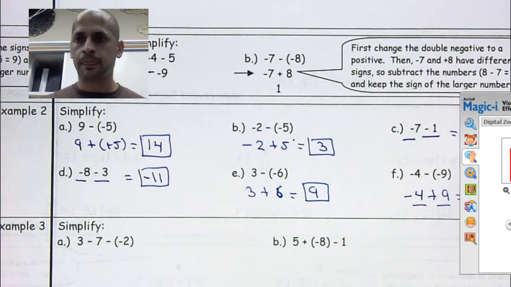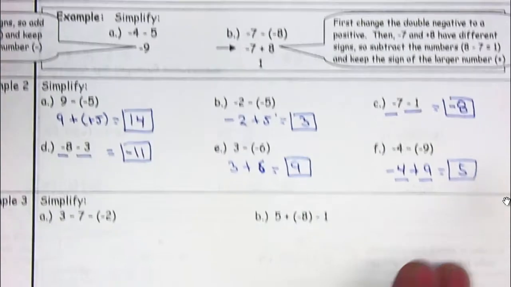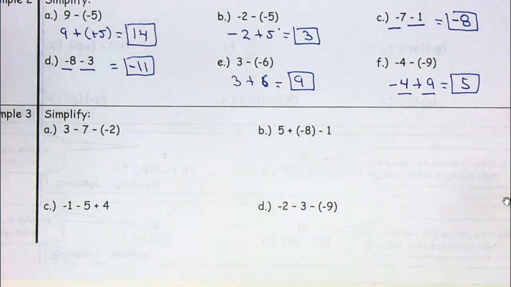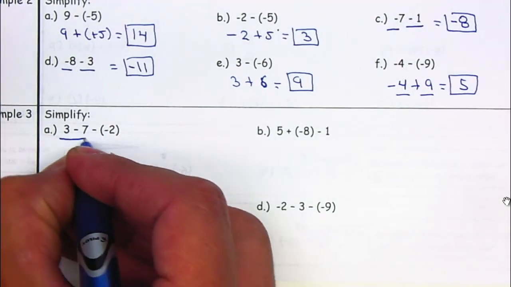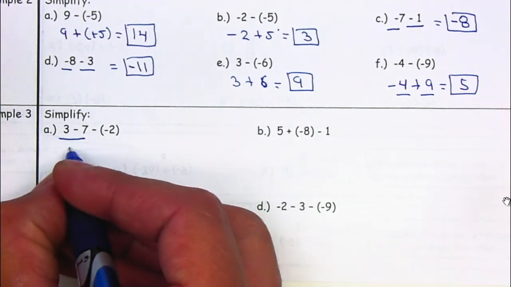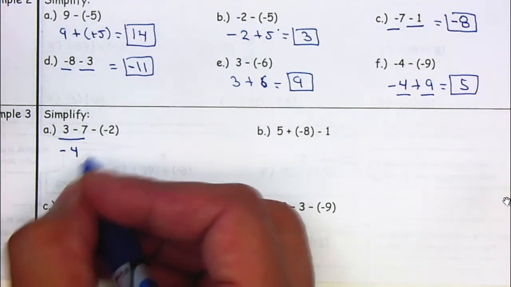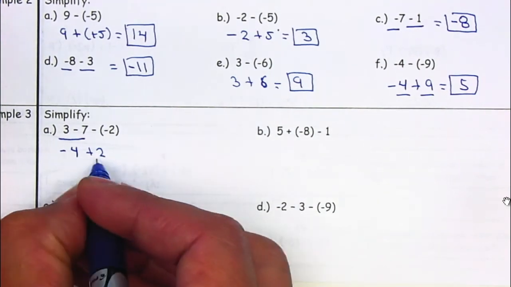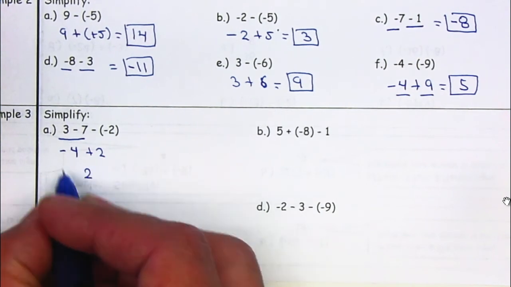For example number 3, we have to simplify, and we're going to be working from left to right. So we're going to simplify these first two numbers, 3 minus 7. They have different signs, so we're going to subtract, keep the sign of the bigger number. Now we have two negatives, so we're going to rewrite this as a positive 2. Now we have negative 4 plus 2. They have different signs, so we're going to subtract, and we're going to keep the sign of the bigger number.